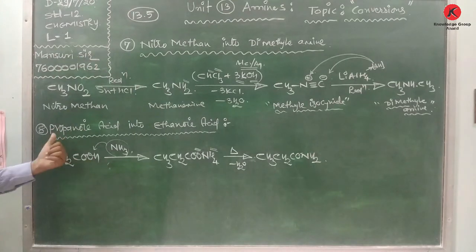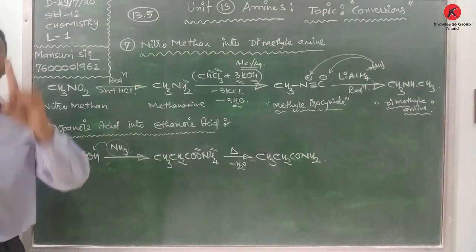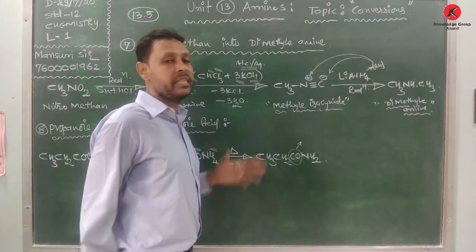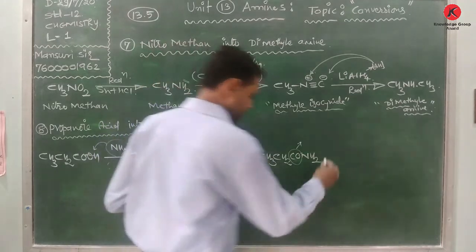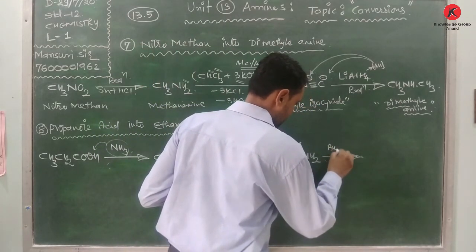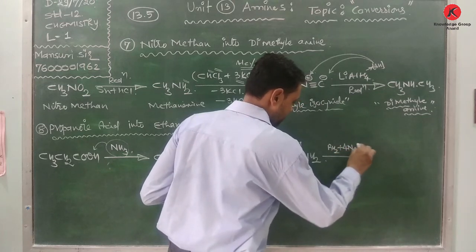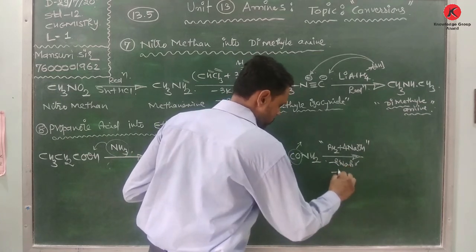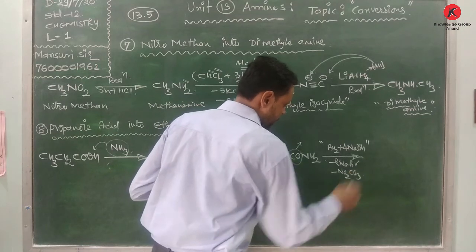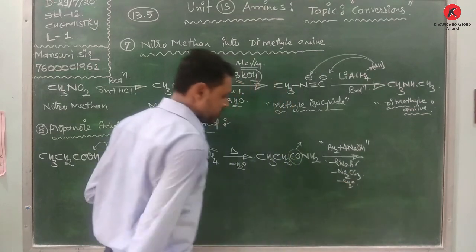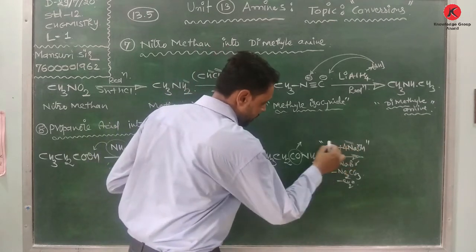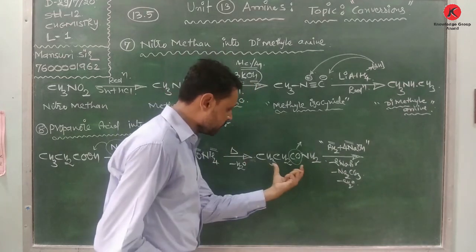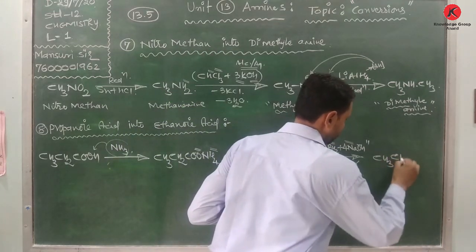Now we have to make propanoic to ethanoic, that means one carbon should be less, so this carbonyl group will be removed by which reaction? You know very well, Hofmann reaction. Br2 plus 4NaOH when given, then 2NaBr removed, Na2CO3 removed, 2 water removed. So CO will be going outside, so these will be fused. So ethanamine should be obtained.